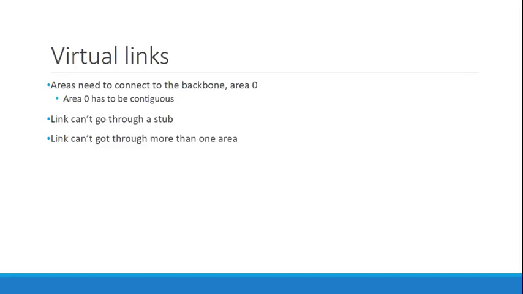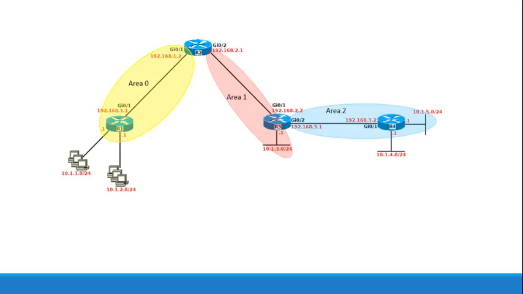A couple rules with virtual links. The virtual link can't go through a stub. And the second is that we can't go through more than one area. So if we needed to go through more than one area in order to get to area 0, or in order to connect to the backbone, we would actually have to configure multiple virtual links to step through each of those areas. So we'll go ahead and look at it.